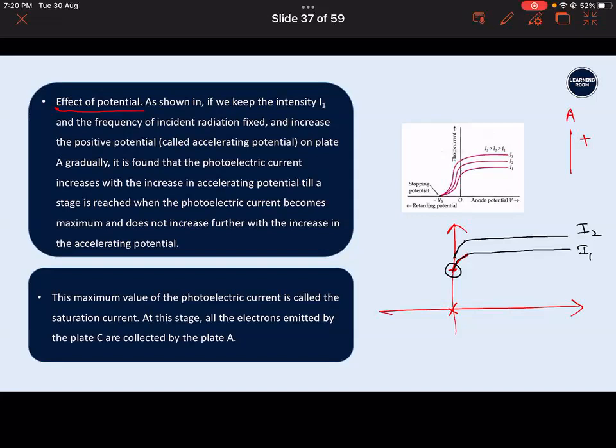But here comes the question. When I told the effect of potential, I said the anode is given a positive potential. Why do you give positive potential? To attract more electrons. Now I have a question. Can I give a negative potential also to it?